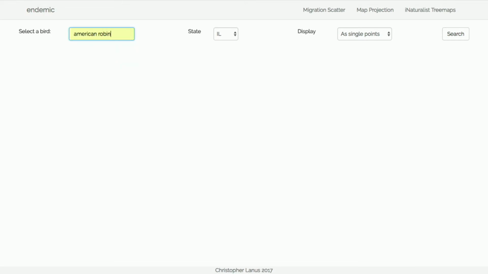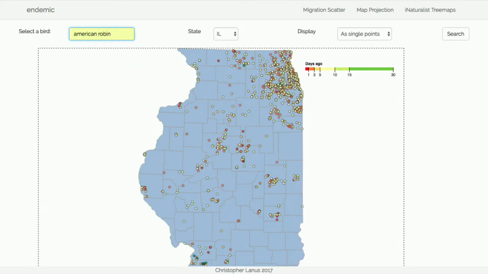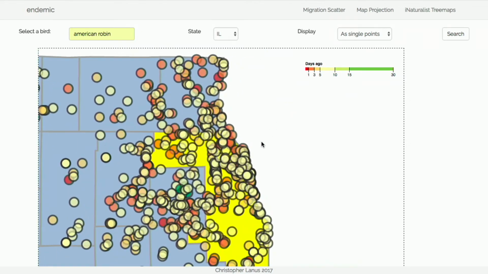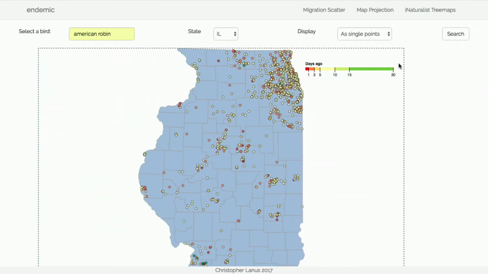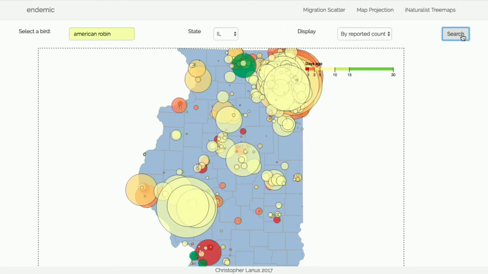The other interesting thing we can do with this, for example, let's think of our friend, the American robin. We can see where those robins were seen throughout the state of Illinois. You can click on a county, for example, and take a look at where these robins are seen. Likewise, we can also see how many of them were seen at a given instance. This is sort of cool as well.